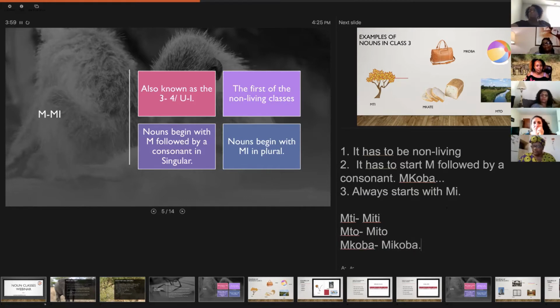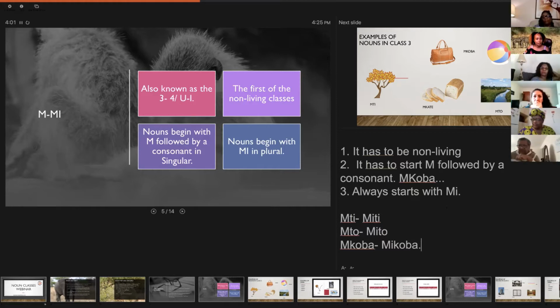Gotcha. Did I see another hand? Bora, did I see your hand? Yeah, it was mine, but I understand it now. Okay, vizuri. Truly understand it, yes.